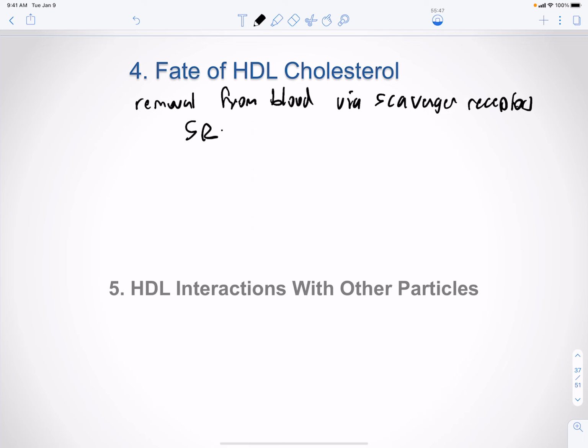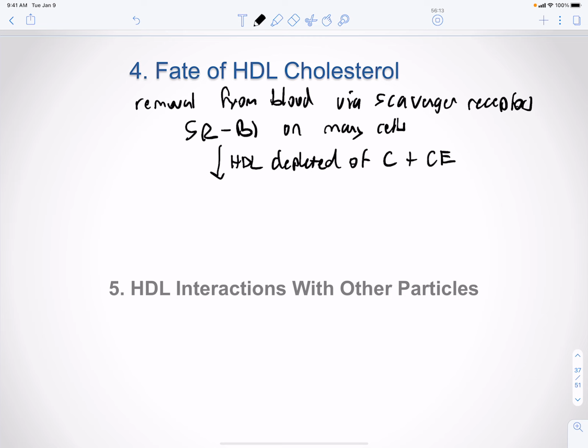And these are scavenger receptor B1, which is on many cells. When an HDL particle is depleted of cholesterol and cholesterol esters, it dissociates from the receptor and goes back into the circulation and picks up more cholesterol.